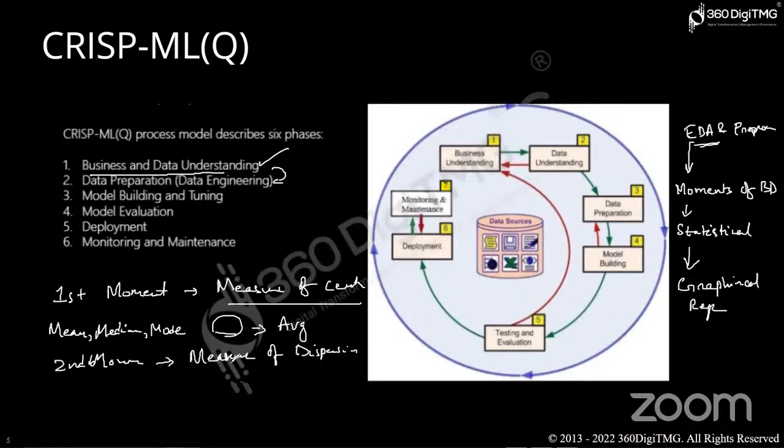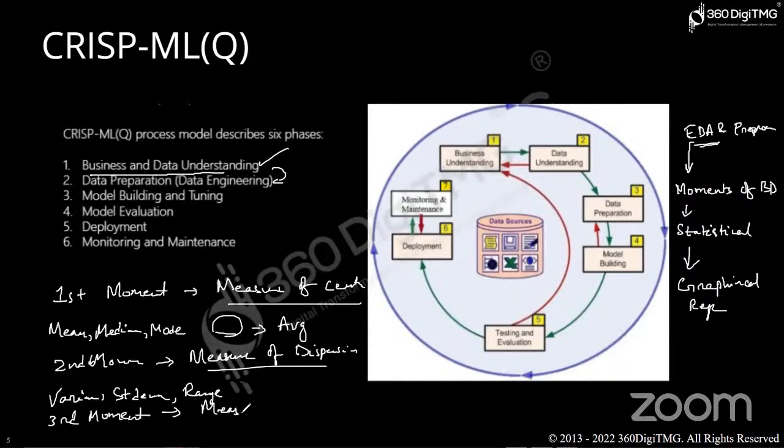Measures of dispersion: we have three measures here, variance, standard deviation, and range. Third moment, we'll be discussing this tomorrow anyway. I'll just give a brief introduction.